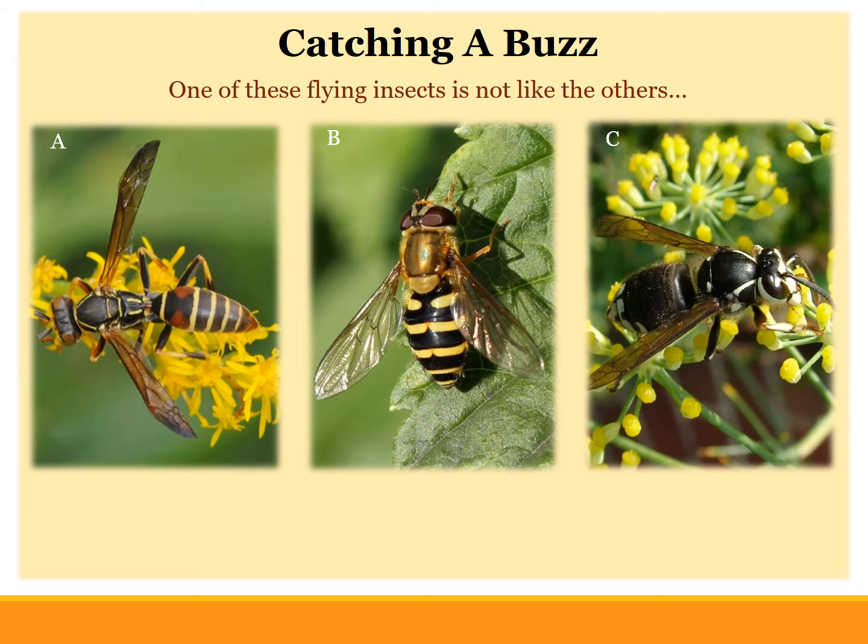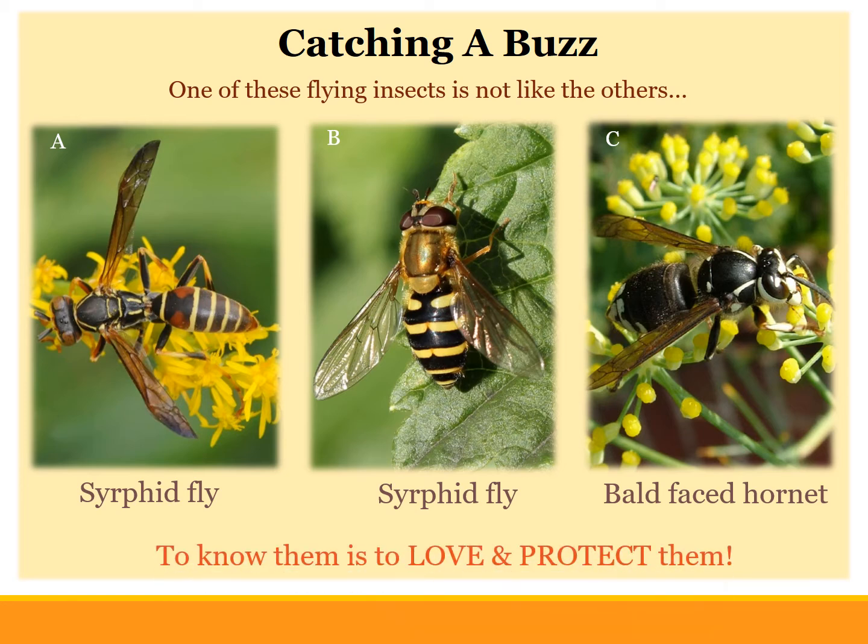If you guessed C, you are correct. A and B are both syrphid flies, causing no threat to humans, and C is a bald-faced hornet, which we all know are better off left alone. Syrphid flies mimic bees and wasps to protect themselves from other predators and allow them to blend in with their other pollinating friends. These are all pest-fighting pollinators that serve a vital role in nature, and their establishment and presence should be encouraged and respected.